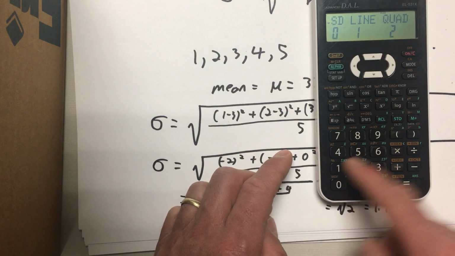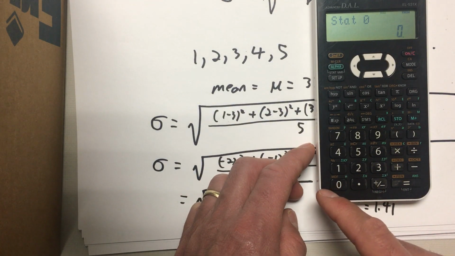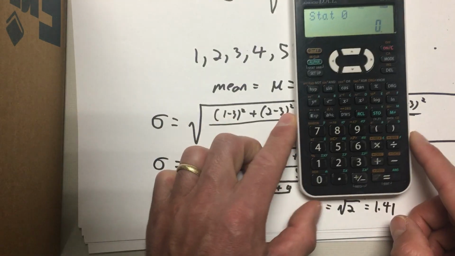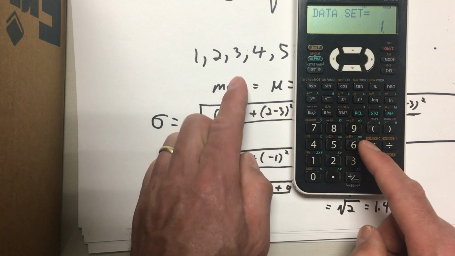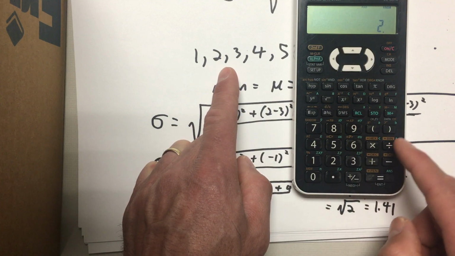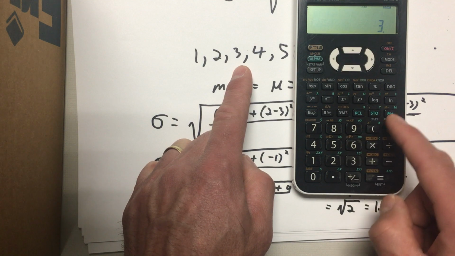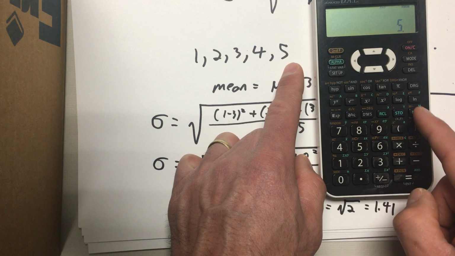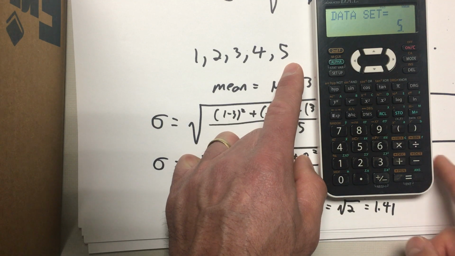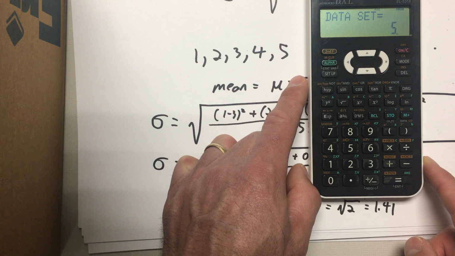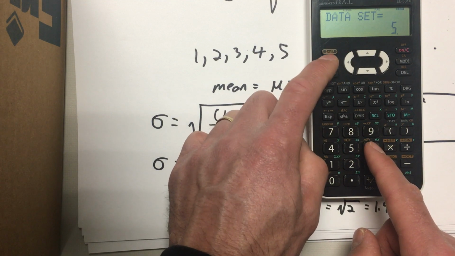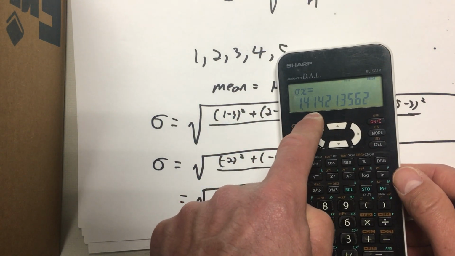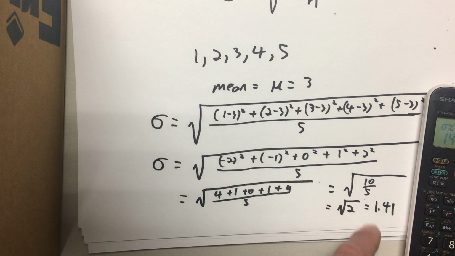So I'm going to put this into stat mode, and then I'm going to enter the numbers. So my numbers are 1, 2, 3, 4, and 5. And then for the standard deviation, I'm just going to find the standard deviation button. It's here. And when I press that, it gives me the 1.41 that I got by calculating this by hand.